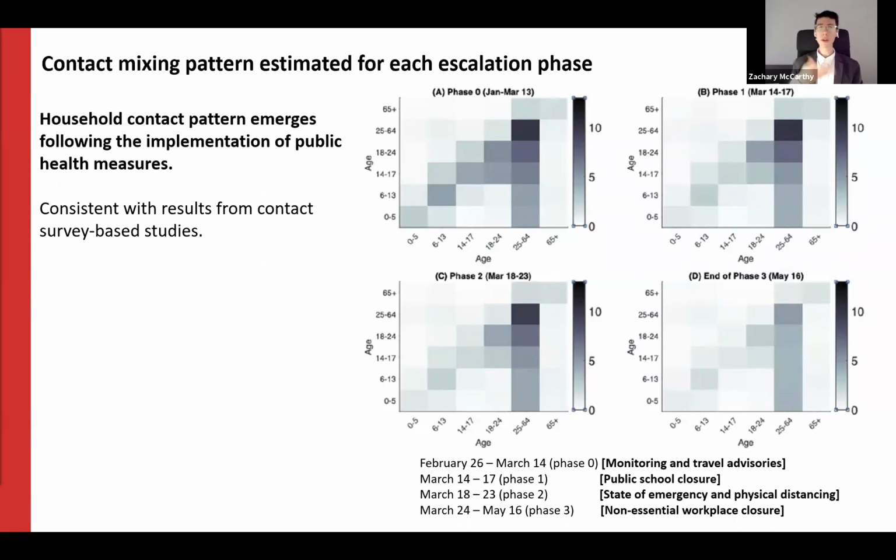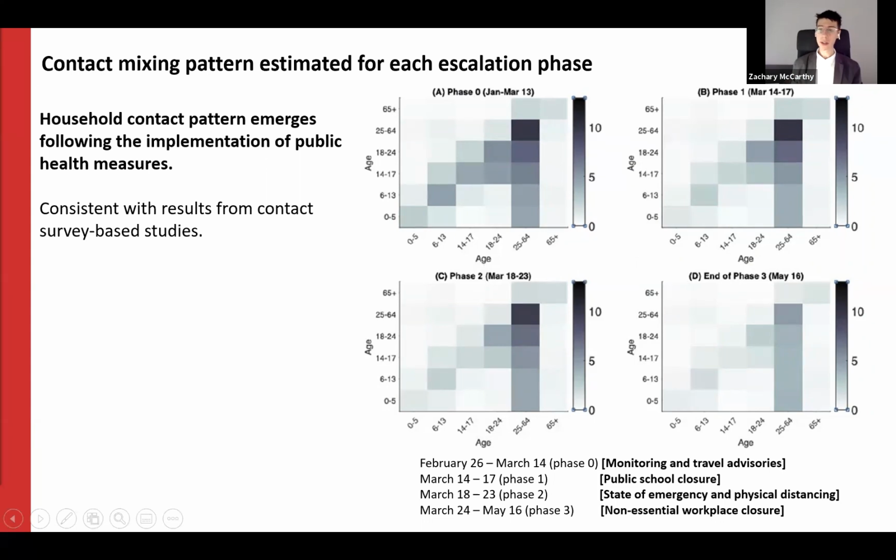So recall that we introduced these parameters associated with the contact matrix. What that allows us to do is calculate the contact mixing in each phase. So we have the contact matrix in phase 0, in phase 1, in phase 2, and the end of phase 3. We choose the end because this is a time-dependent contact matrix.